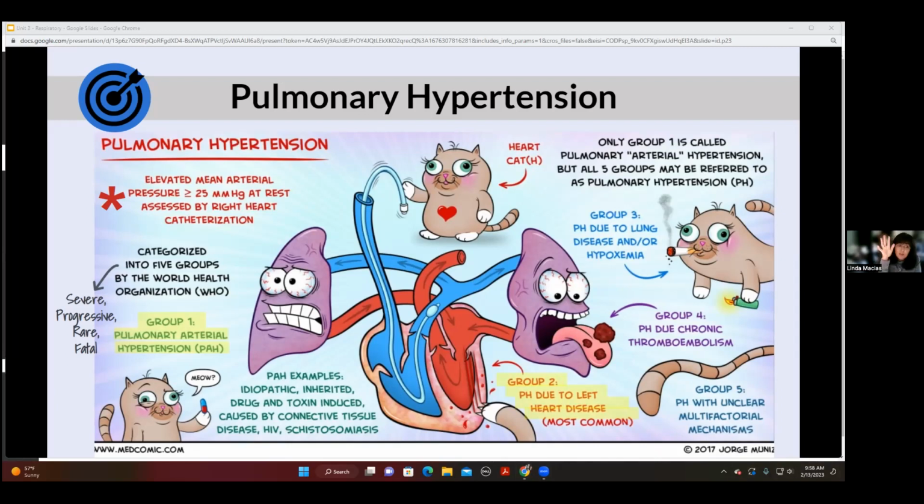It's categorized into 5 groups. So the 5 groups: pulmonary arterial hypertension, pulmonary hypertension due to left-sided heart disease, that's the most common, and then pulmonary hypertension due to lung disease and/or hypoxemia, the pulmonary hypertension due to chronic thromboembolism, and then an unclear multifactorial mechanism. So that's the one that nobody knows why it happened.